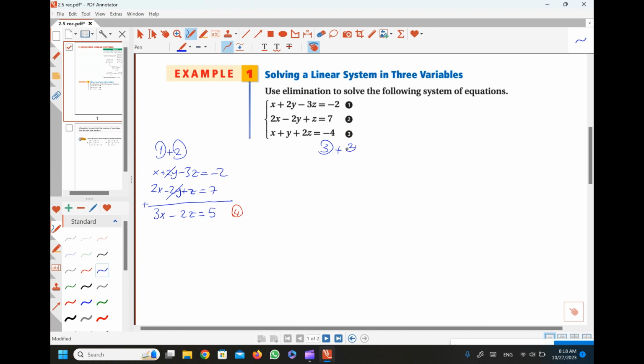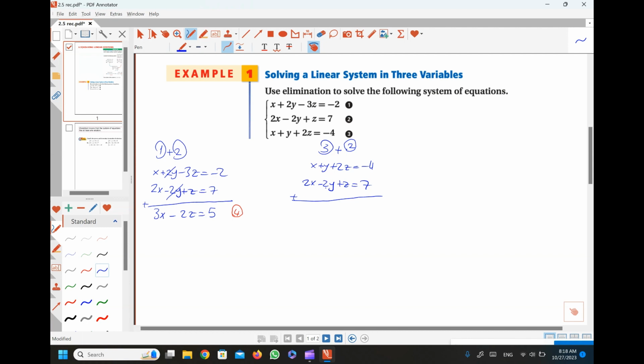But whatever you are using, you'll get the same answer. Equation 3, x plus y plus 2z equals negative 4. Equation 2, 2x minus 2y plus z equals 7. So add them up.